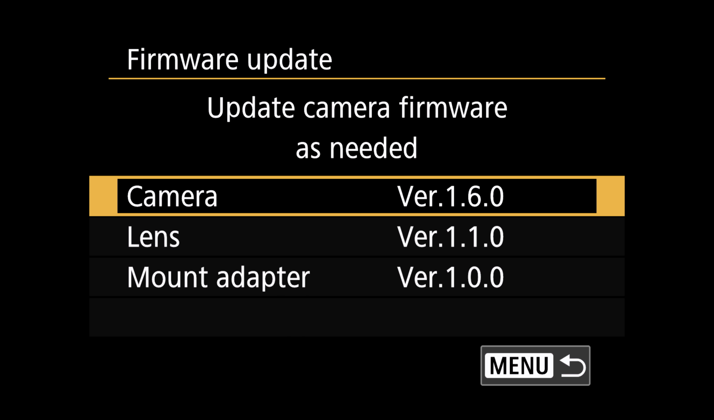You'll come to the firmware update screen, and it'll say update camera firmware as needed. In this case, we're working with the camera, and you can see the camera version is set to 1.6.0. So we'll go ahead and select camera.